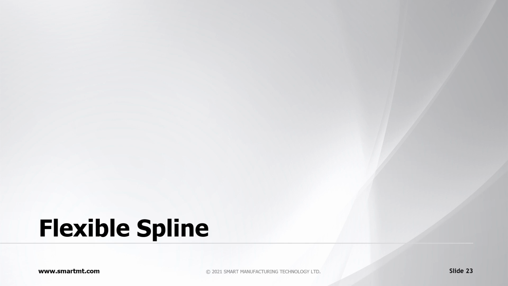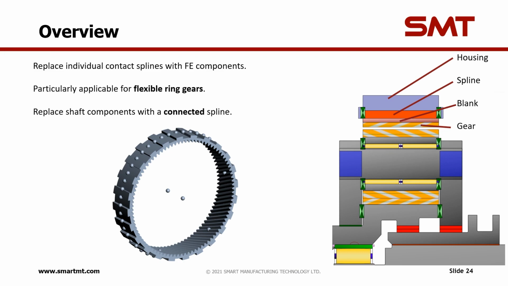Okay, so the last thing we're going to talk about here is flexible splines. I've got a couple of slides here to show you, and then we'll jump over into MASTA, where I can actually demonstrate how we would put these in and what kind of results we would see. So within MASTA, we have the ability to replace individual contact splines with FE components, and these are particularly applicable for flexible ring gears.